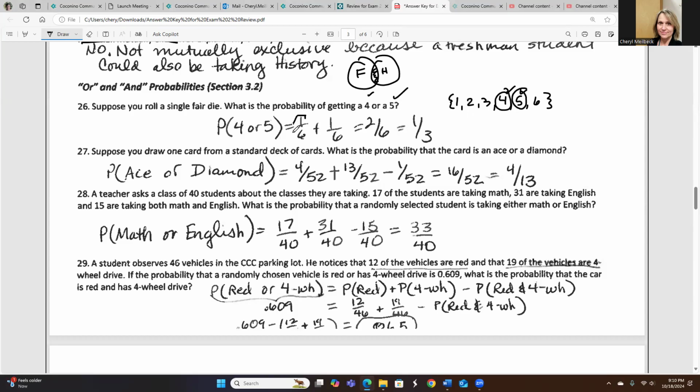The probability of getting a 4 is 1/6. The probability of getting a 5 is 1/6 because they're 1 out of 6. So when you add those together, the numerators make 2/6 or 1/3.